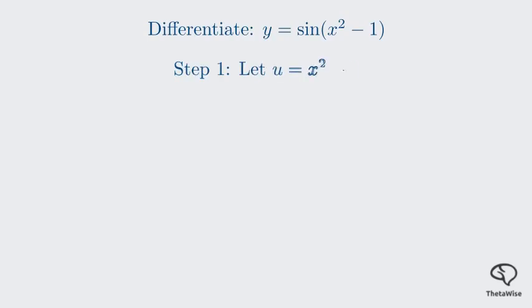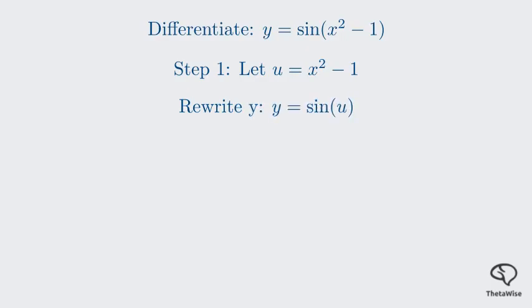Let's put this into practice with our first example. The problem is to differentiate y equals sine of x squared minus 1. This is a composite function, so we'll use the chain rule. Let's follow our 4 steps. First, we identify the inner function. The expression inside the parentheses, x squared minus 1, is our inner function. So we set u equal to x squared minus 1. By making this substitution, our original function simplifies to y equals sine of u.